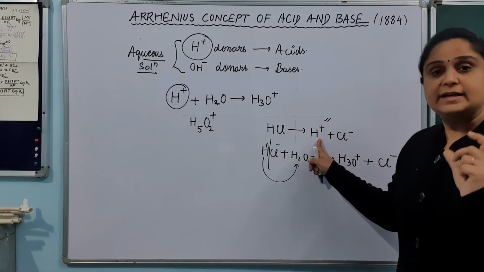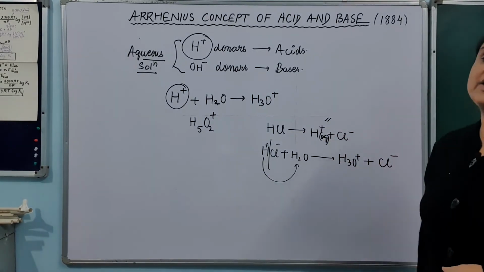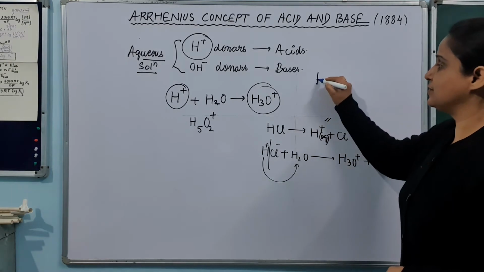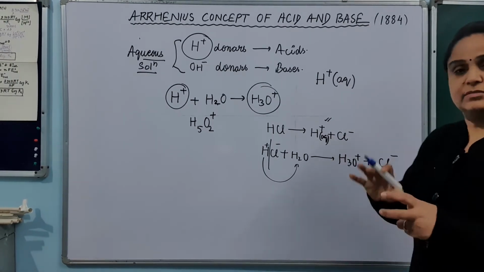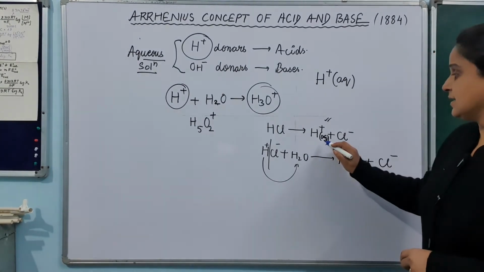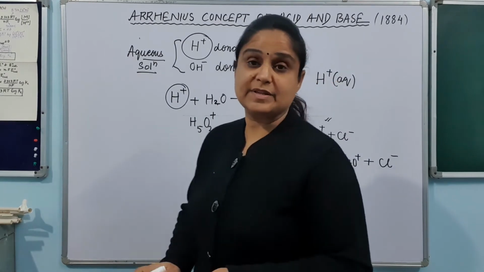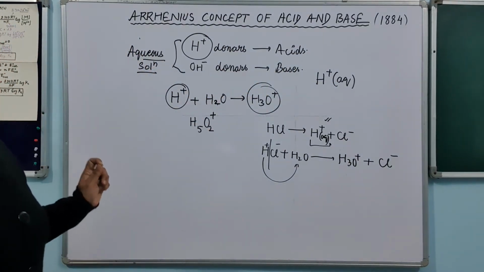Actually, one technical point is that we should write H plus (aq). Rather than writing H3O plus, we can replace it with H plus (aq). So we have to write H plus (aq), not only H plus. H plus is nothing, H plus is a proton. So this is all about the Arrhenius concept of acid and base.